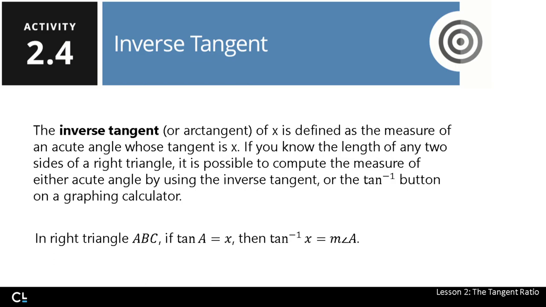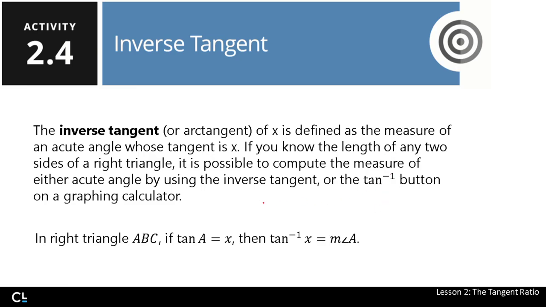So now let's talk about our inverse tangent, or the arctangent, right? It goes by both names, like fancy like that, it has 2 names. The inverse tangent of x is defined as the measure of the acute angle whose tangent is x, right? So what it really means is if we're given both the sides and we can set up that ratio, that fraction, we can do our inverse tangent to find out the measure of the angle. That's basically all it is.